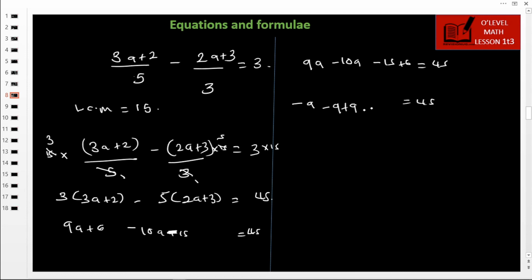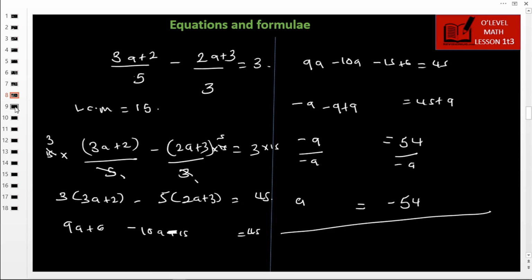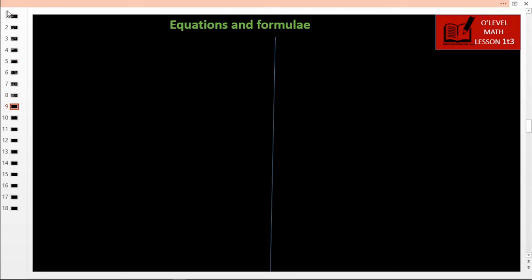So here plus 9, then here plus 9. So negative a is equal to 45 plus 9, which is 54. We divide by negative 1, so our a is equal to negative 54. Alright, so here there are some numbers for you to try.